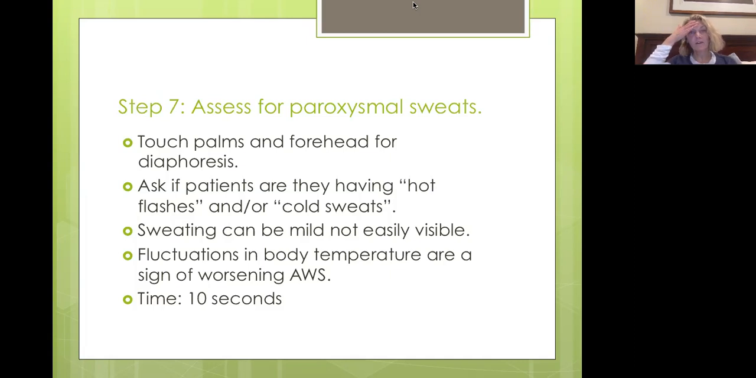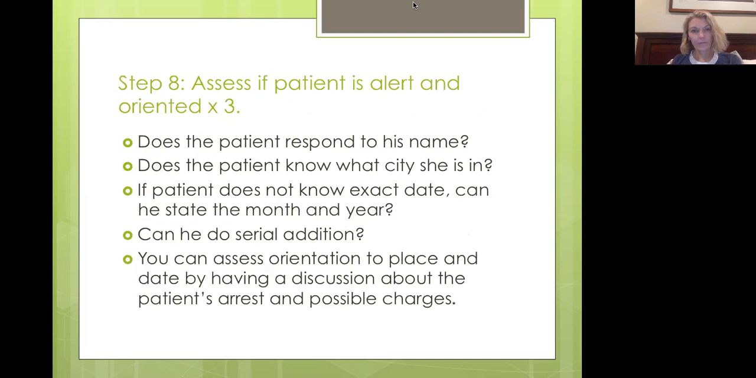That's why you've got to touch the forehead and touch the palms. And fluctuations in body temperature are a sign of worsening alcohol withdrawal syndrome. So that's also why the temperature is really important to take as well. And this should take you about 10 seconds.